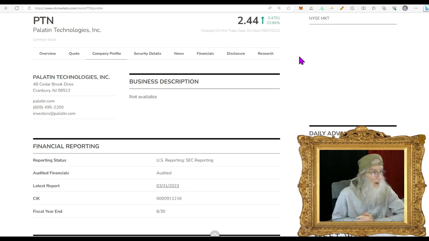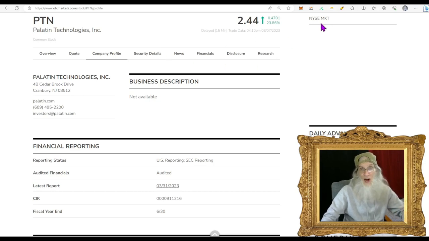No? All right. This is Palatin Technologies, ticker PTN. This is a hot penny stock on the New York Stock Exchange. Same benefits as the NASDAQ. Free to trade, can trade pre-market, aftermarket. God, I love these major exchange penny stocks.